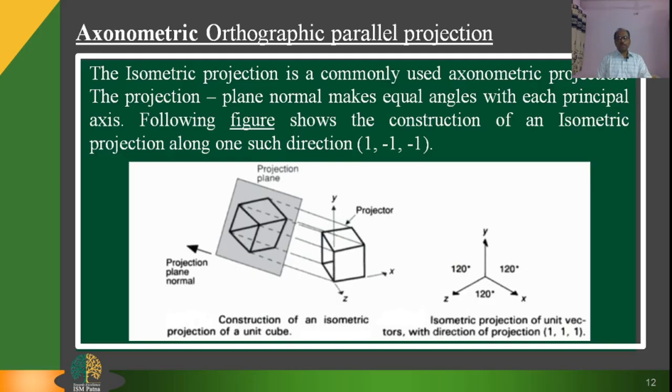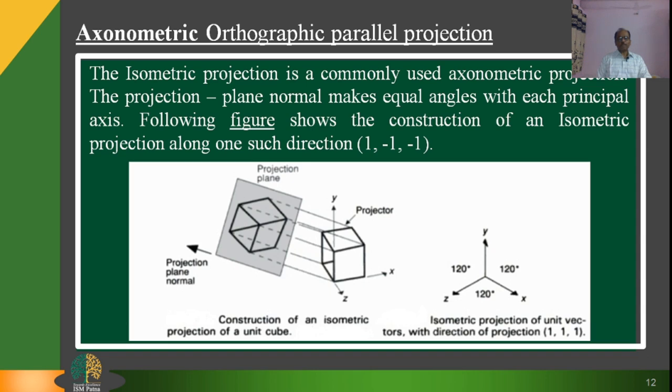So, in the figure on screen, it is clearly shown that the construction of an isometric projection along one such direction represents (1, -1, -1). All these are shown in the figure.